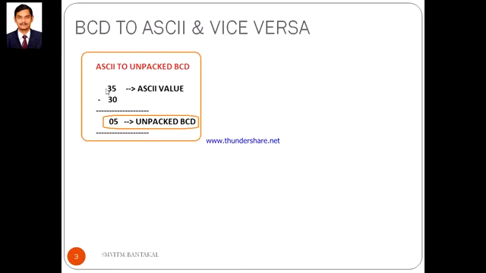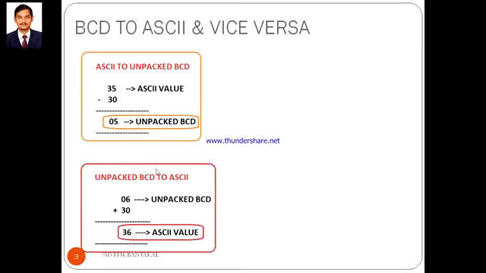By taking an example like 35, which is an ASCII value, in order to get the unpacked BCD equivalent value 5, we have to subtract 30. A simple process to convert from ASCII to unpacked BCD. This is the process we have to use to convert the equivalent ASCII value to the unpacked BCD.